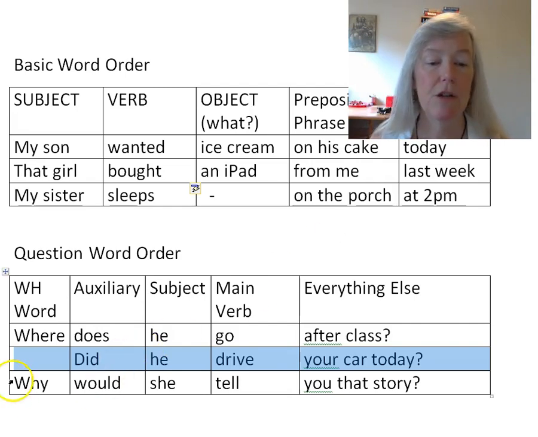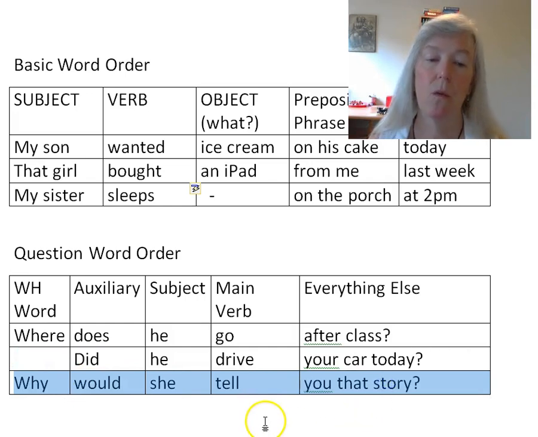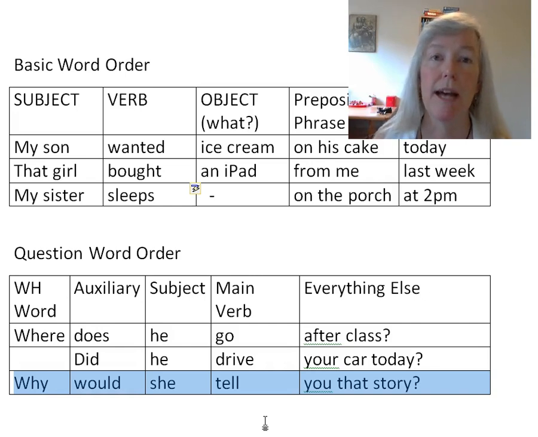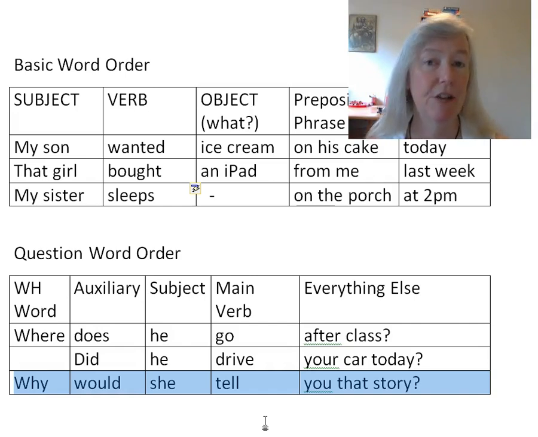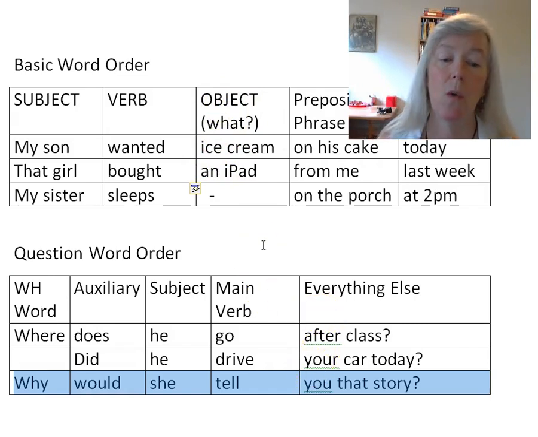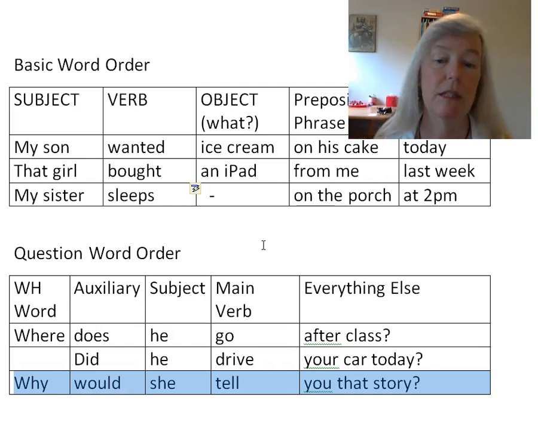Why would she tell you that story? Why is the WH word. Would is one of the modals as the auxiliary. The subject is she. She's the one doing the telling. Tell is the main verb, the action going on. Why would she tell? And then everything else, an object, in this case I have an indirect object and a direct object. Why would she tell you this story? That's basic word order in English.